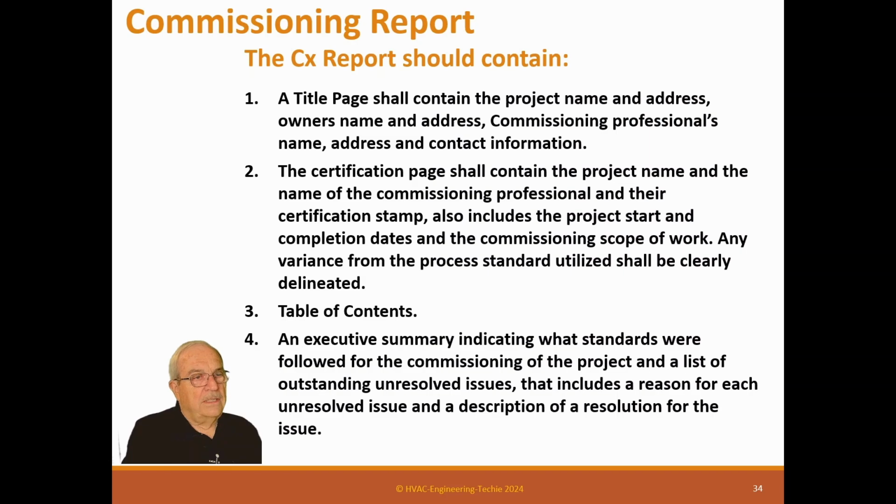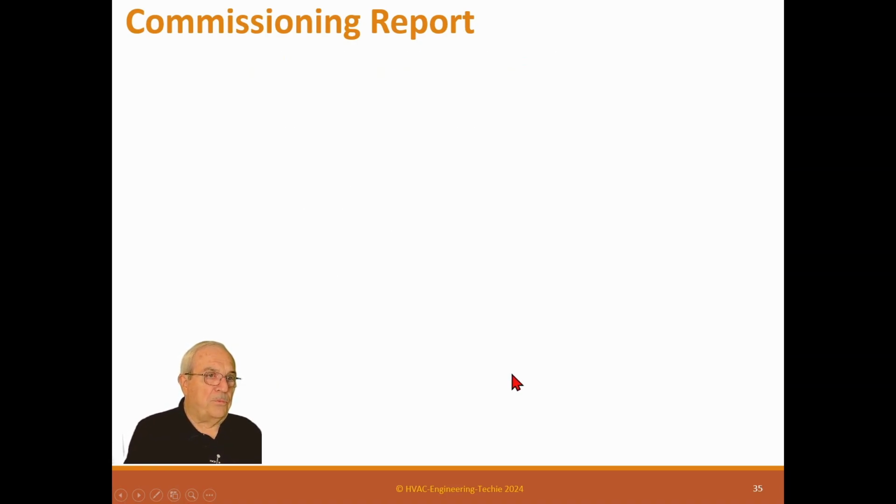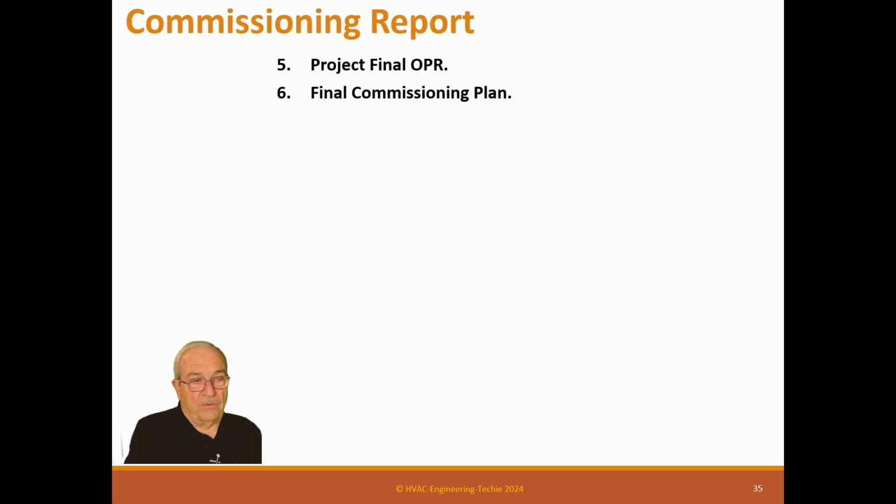Table of contents, an executive summary indicating that standards were followed for the commissioning of the subject of the project, and a list of outstanding unresolved issues. That includes a reason for each unresolved issue and a description of a resolution for the issue. So if there are unresolved issues, then you have an executive summary that actually says these are unresolved. And there may be reasons why something's not resolved, like we had to defer a test because the weather wasn't correct, or there's some other activity happening that precludes us from actually doing this test at this time, or other problems. I don't know what they could be, but you just delineate them here.